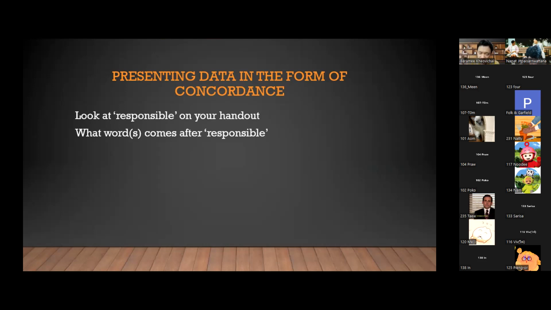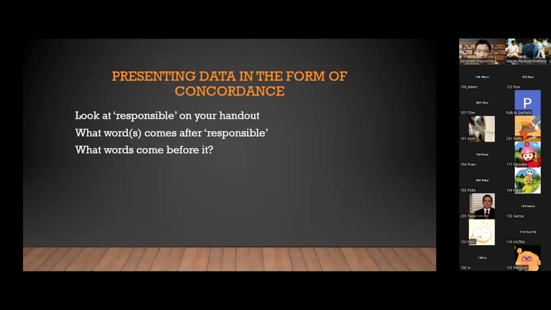So now let me focus on the word responsible a bit. In your handout you have the concordance lines for responsible, right? So now I'd like you to analyze these concordance lines a bit. What words come after responsible? What words come before it? These are the two questions that I'd like you to look at. You don't need to look very far, maybe one or two words after and before responsible, and then see what words tend to come after responsible, and which words come before it.